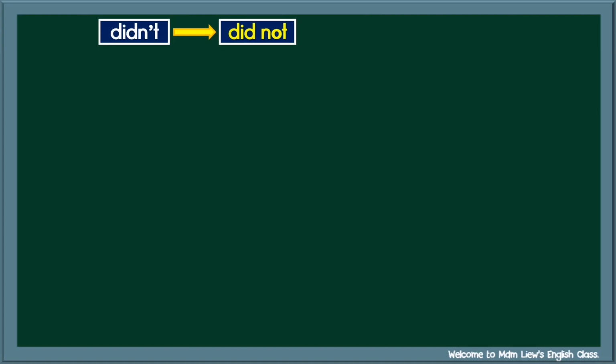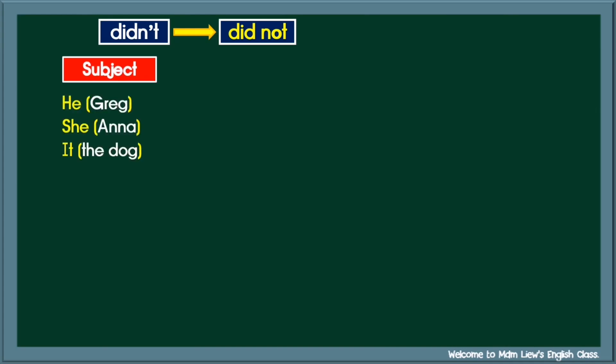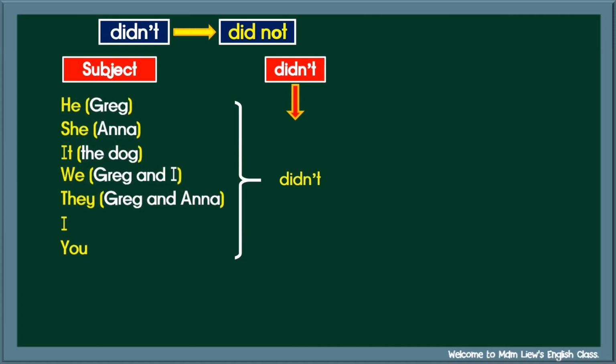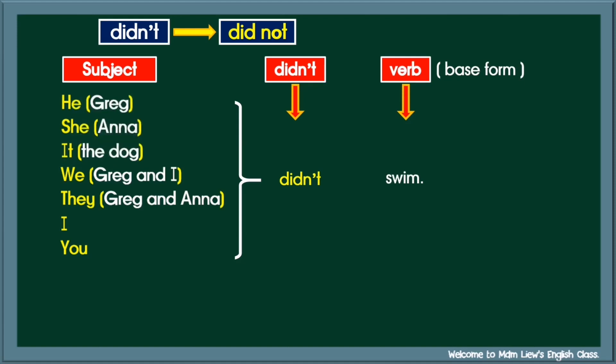Let's learn how to use the auxiliary verb didn't correctly in sentences. Begin your sentence with the subject. Singular subjects he, she, it, plural subjects we and they, and special subjects you and I, followed by the auxiliary verb didn't. Remember, we use the same word didn't with all the different subjects, followed by the verb in the base form. Example, swim. Let's look at the complete sentences. Examples: he, she, it didn't swim. We or they didn't swim. I or you didn't swim.